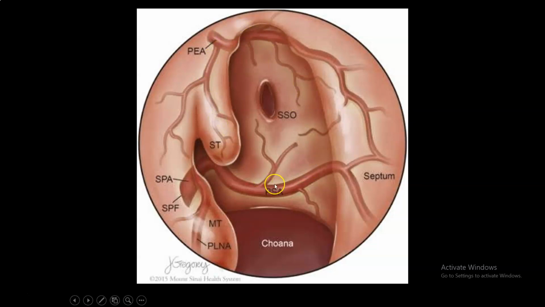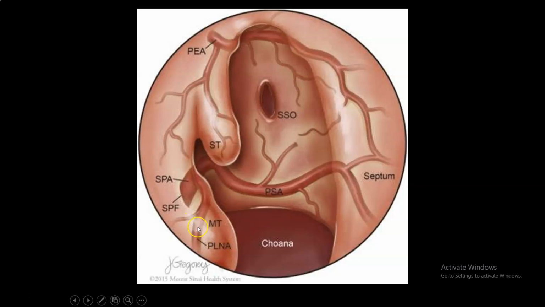So the blood supply of this region: the sphenopalatine artery, from the sphenopalatine foramen, above the middle turbinate, gives two branches. The posterior septal artery, crossing from lateral to medial, nourishes the posterior part of the nasal septum. And there is another branch called the posterior lateral nasal artery on the surface of the superior turbinate. So the sphenopalatine artery divides into the posterior septal artery and the posterior lateral nasal artery.